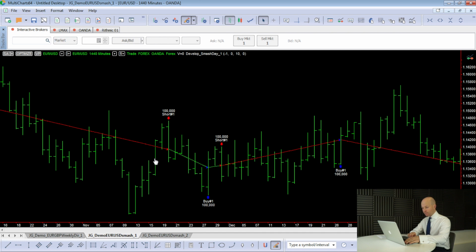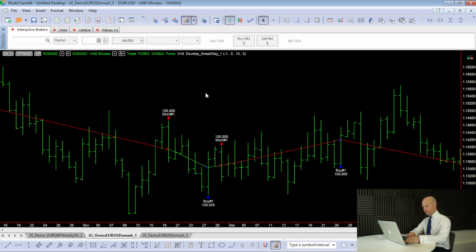So we would have put a sell stop order at the low of the smash day, but obviously the market never reached down there until on this smash day here where we got the trade. Okay, so pause the video and you can have a better look at the smash day setups.